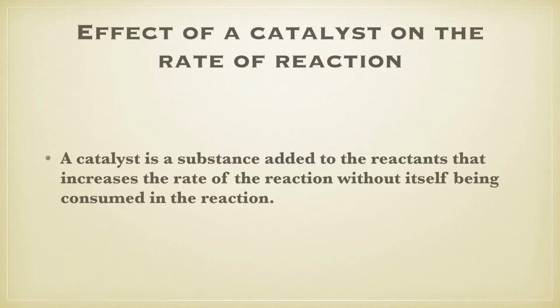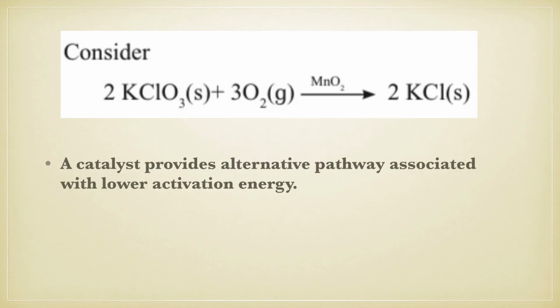So now we'll see the effect of a catalyst on the rate of a reaction. First we'll see what is a catalyst. A catalyst is a substance added to a reaction that increases the rate of the reaction without itself being consumed in the reaction. Let's consider one example, that is the oxidation of potassium chlorate. That means potassium chlorate reacting with oxygen molecule in the presence of MnO2, manganese oxide. It will give me potassium chloride. Now what is MnO2? MnO2 is the catalyst used in the reaction.